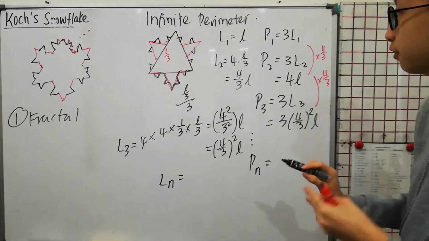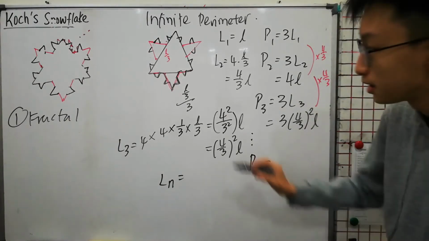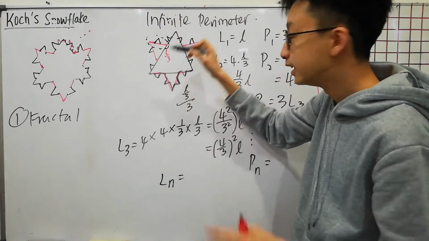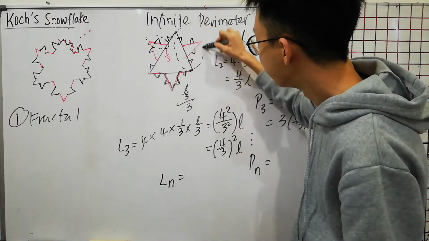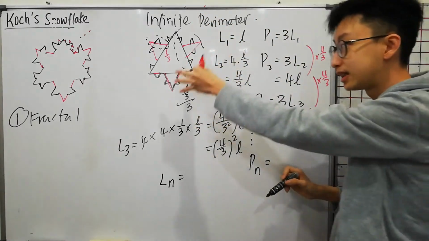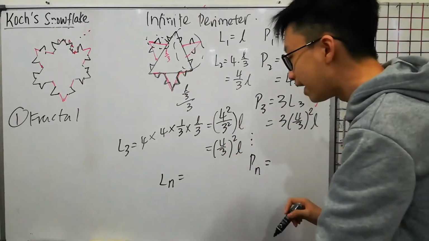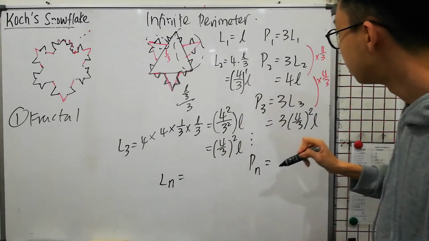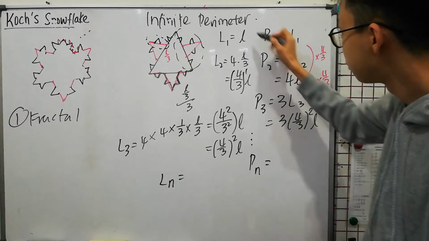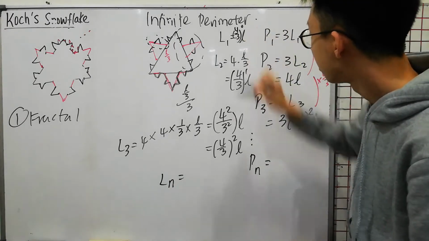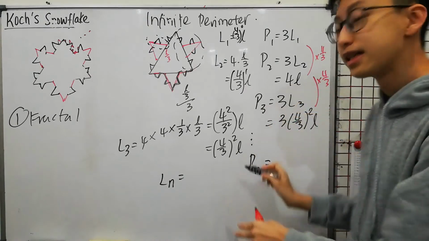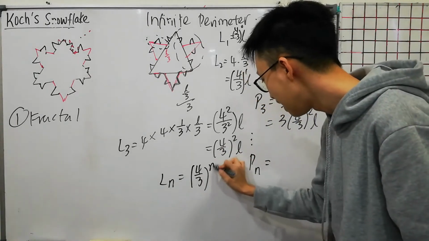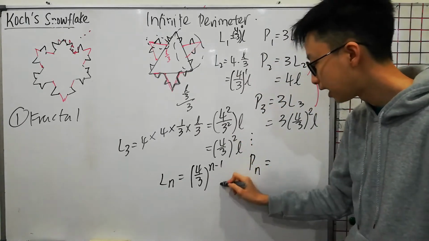Well, I think you will notice that this shape here is similar to what we have from the first direction, right? It's the same. So actually Ln, if you notice the pattern, this will be 4/3 raised to the first power, and this will be 4/3 raised to the 0 power. So we can say that Ln is actually 4/3 to the power n minus 1 times L.